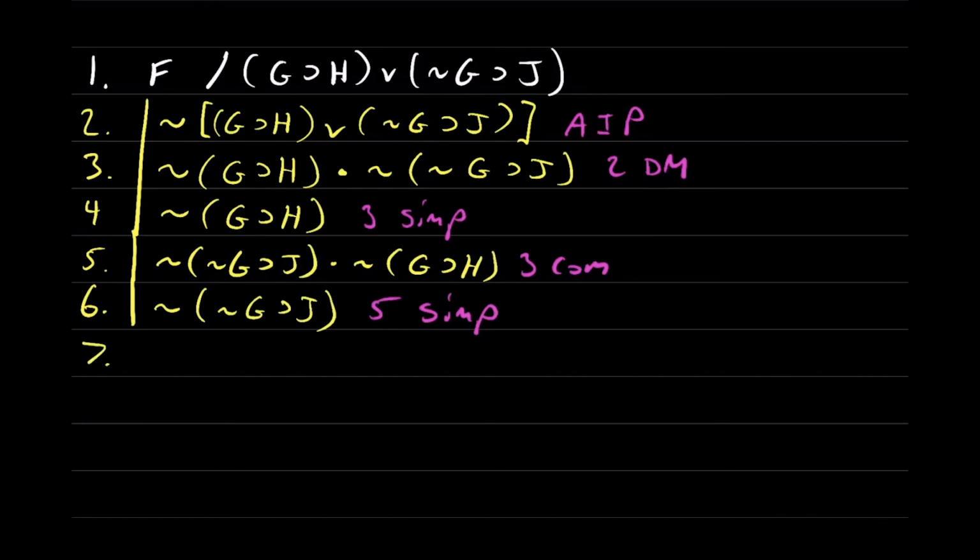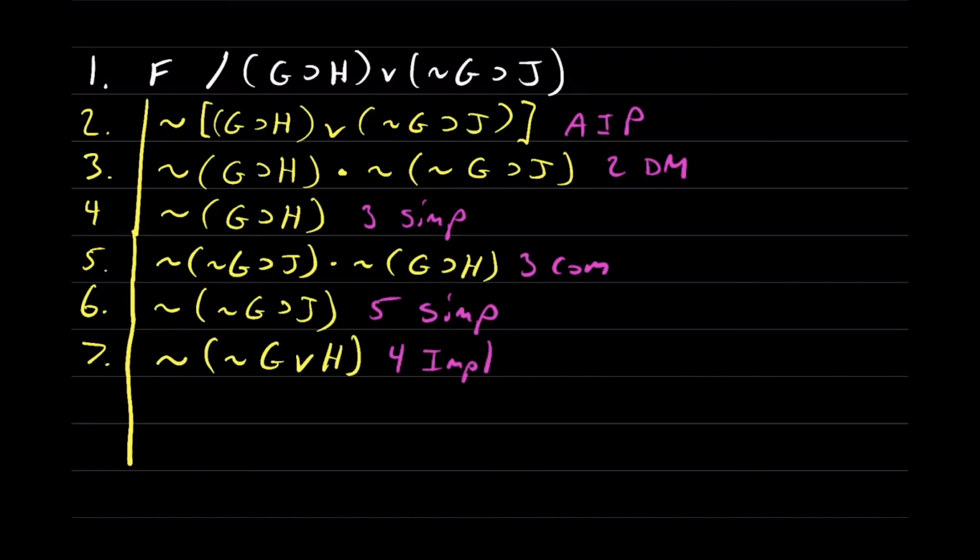Okay, line 7, still inside the scope of this vertical line. In fact, I'm going to extend that down. We're going to need this for at least a few more lines. So in line 4, I've got the negation of a conditional. And like I said previously in the video, whenever you see something like that, one thing you can do is apply the material implication rule to that conditional inside the parentheses. And if you do that to line 4, you're going to get this. It's not the case that not G or H. And that's going to follow from line 4 by implication, IMPL.